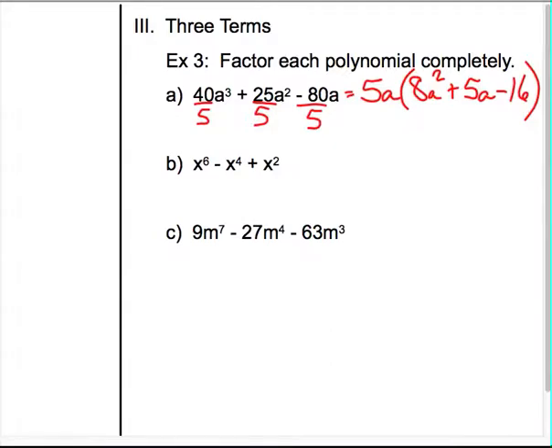For the next one, I have no coefficients. Well, I do, but my coefficient is 1. We don't pull out a common factor of 1, so we're just going to look at the variables. And my smallest exponent is 2, so I'm going to pull out an x squared. I had 6 x's on my first term. I pulled 2 of them out. That leaves me with 4, or x to the 4th. My second term, I pulled out 2 x's, leaving me with 2.